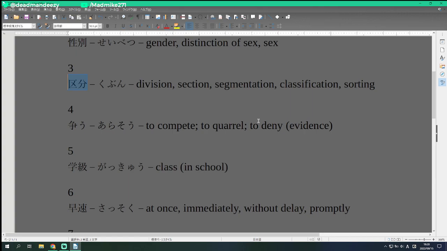Number five is gakkyū. Gaku on the left side is to study or learn, and kyū on the right side is a grade or a kind of stratum of something. So gakkyū is a single class in school, class, rank, or grade. Gakkyū is literally your learning class, a single class.